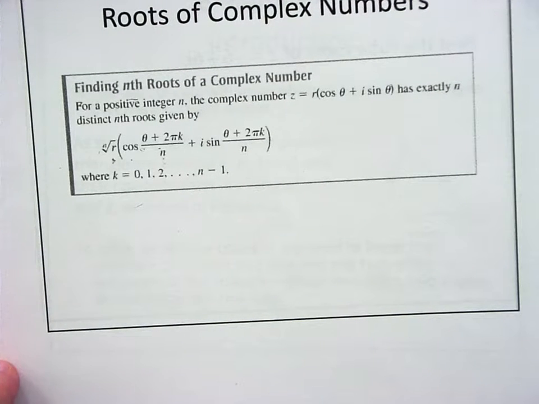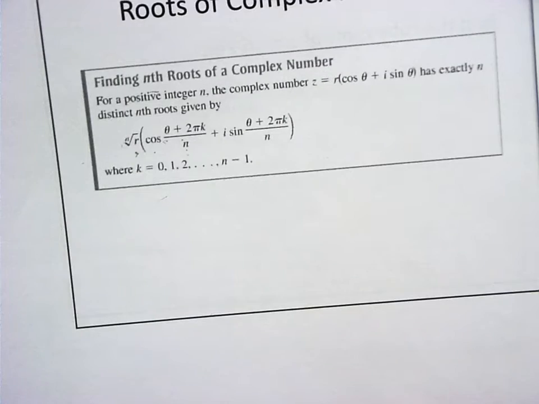Would we have to use the equation 3 times, or we just have to use 2 as k? You actually have to do the equation 3 times. Okay? So this is what makes it a little bit complex.